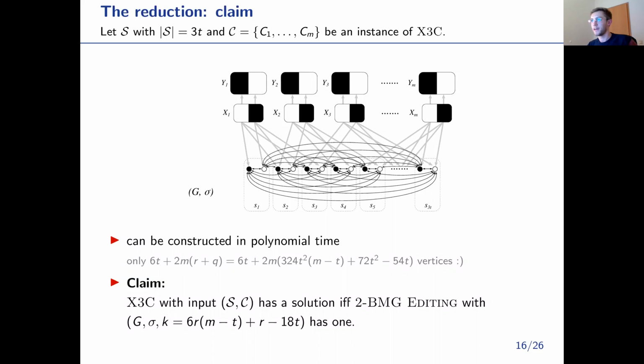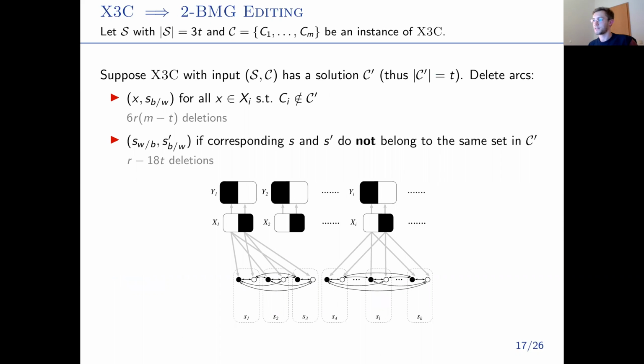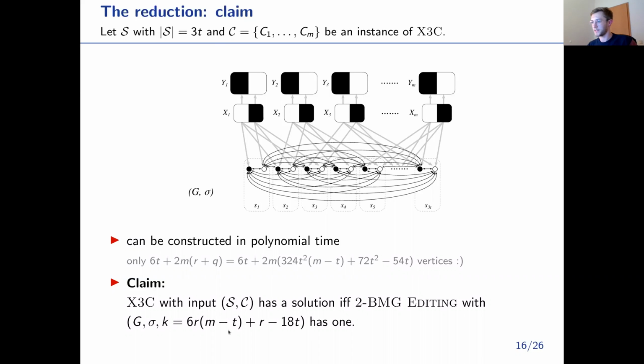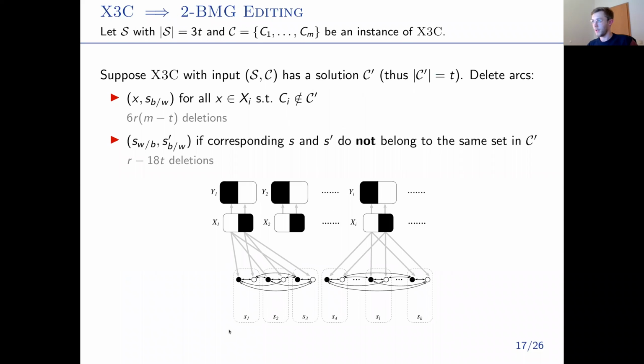So two directions. And the first direction is a bit simpler. There we assume that we already know a solution for exact3 cover, and now show that this graph here with this integer also has one. To show you this, remember how a solution of exact3 cover looks. So we have a subset C prime of C that has a cardinality of T that exactly covers the set S.